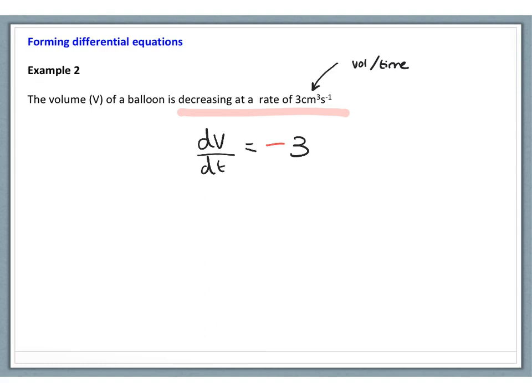Now, why is it negative? Well, it's a decrease. So the rate of change of the volume is decreasing at a rate of 3 centimetres cubed every second. So every second, the volume is reducing by 3 centimetres cubed. Now, the fact that it's equal to a numerical value and it's not actually dependent on anything else tells us this is a constant rate of decrease. So every second, we're losing the same amount of volume.